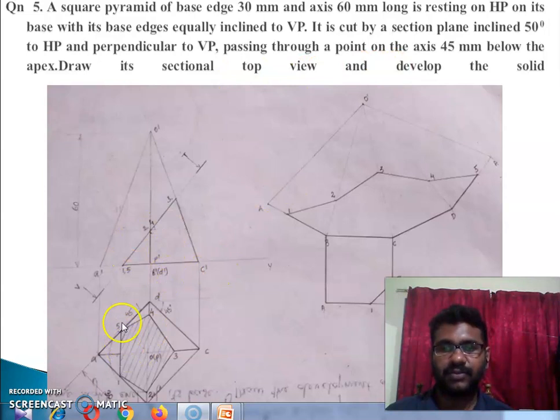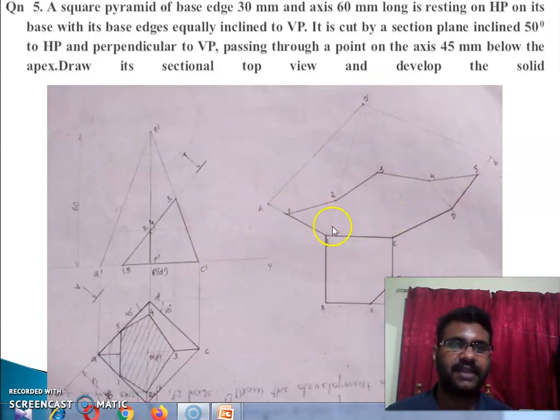So transfer all the section points into the corresponding edges. Initially we complete the sectional top view and develop the solid. So to draw the development, how to develop a pyramid: first you locate point O, then measure the true length. Here the lines EO and AO represent the true length. So measure this length and draw the line OA, and with O as center you draw an arc. Then locate points B, C, D, etc.